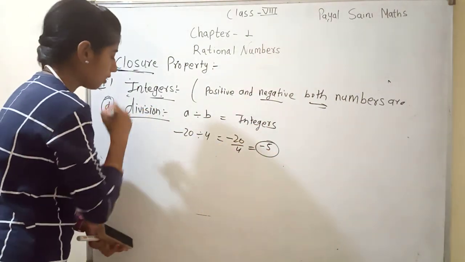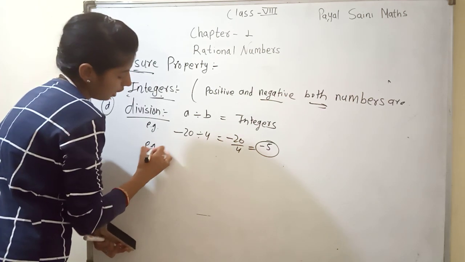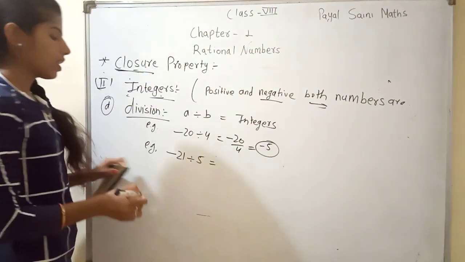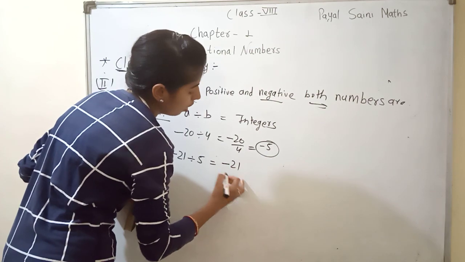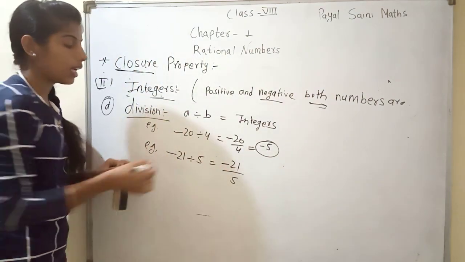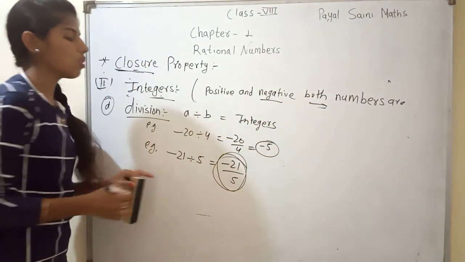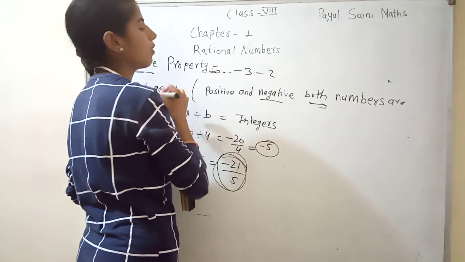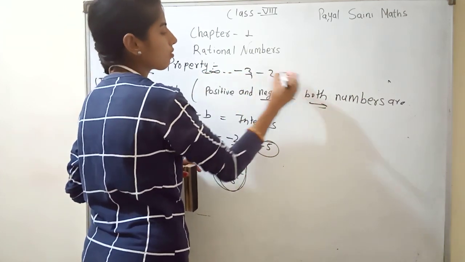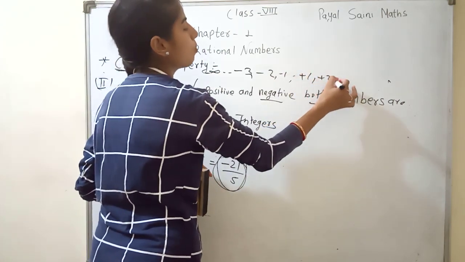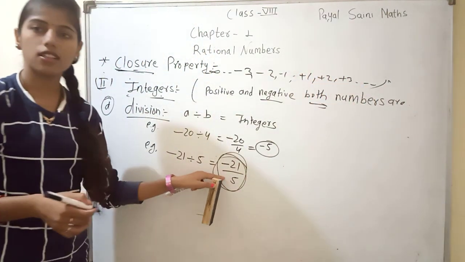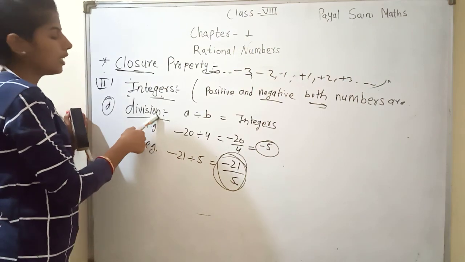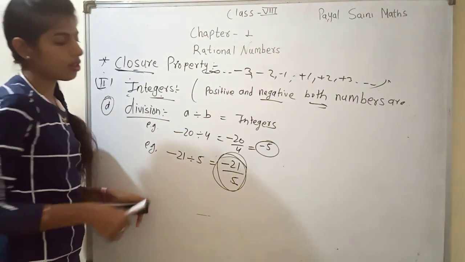Now I write the second example. Example number two, minus 21 divided by 5. Then the answer should become minus 21 by 5. Then we can say it is not an integer. Why? Because integers are very simple: from the start minus 3, minus 2, and here is also infinite number, negative, minus 1, 0, plus 1, plus 2, plus 3, and we can say this is not included in integers, it is a rational number. By the second example, when we see here, we can say in division it is not always verified to closure property.